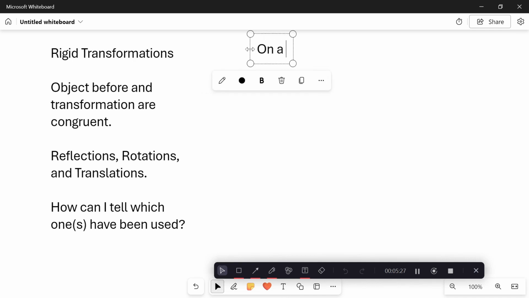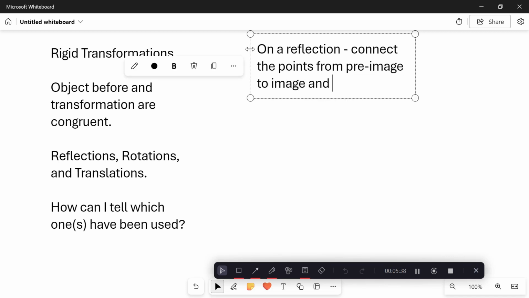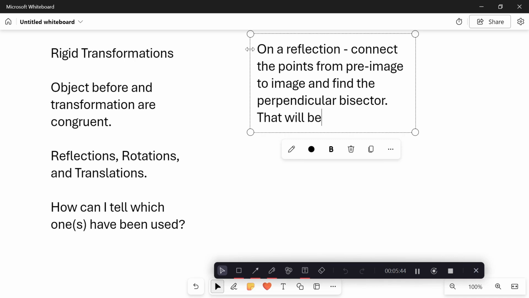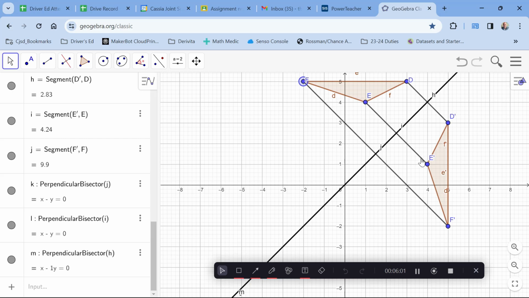On a reflection, you can connect the point from pre-image to image and find the perpendicular bisector. That will be the line of reflection. Okay, so that's your first big way to do these problems. If you have an object and it says, how did this object become that object? Start by connecting them, and then next, find the perpendicular bisectors of the segments that connect it. That line will be the line of reflection.